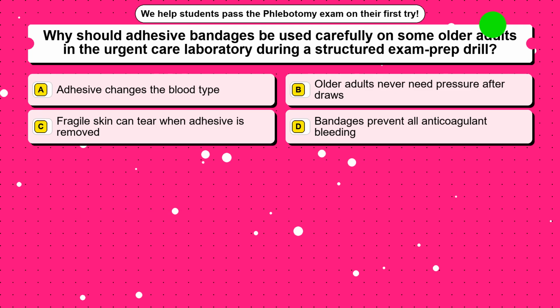Question 87. Why should adhesive bandages be used carefully on some older adults in the urgent care laboratory during a structured exam prep drill? Option A. Adhesive changes the blood type. Option B. Older adults never need pressure after draws. Option C. Fragile skin can tear when adhesive is removed. Option D. Bandages prevent all anticoagulant bleeding.